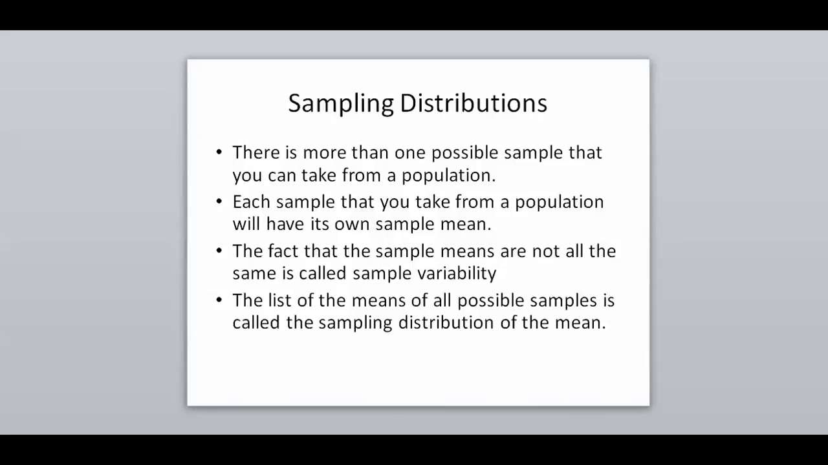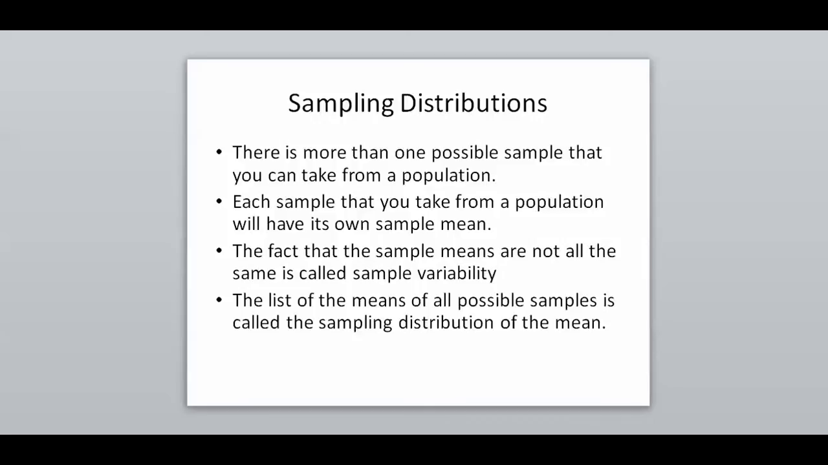In these videos, I'll be showing you how to create a sampling distribution with a small population. I'll show you how to take that small population and create all possible samples that might be selected from that population. Then I'll show you how to calculate the mean of each possible sample, and then I'll show you how to write out a list that shows the mean of each possible sample.